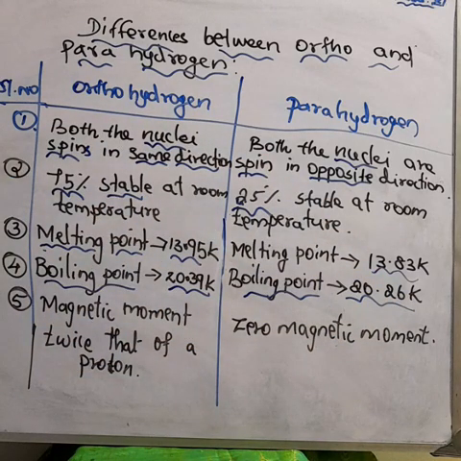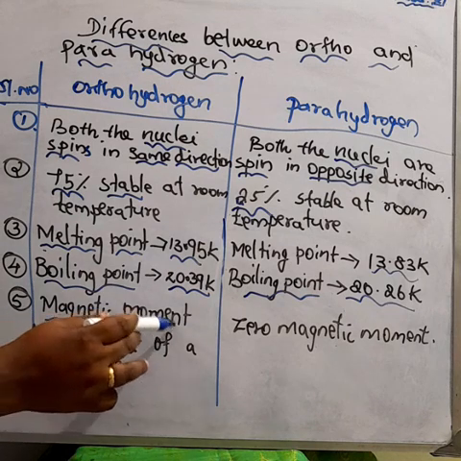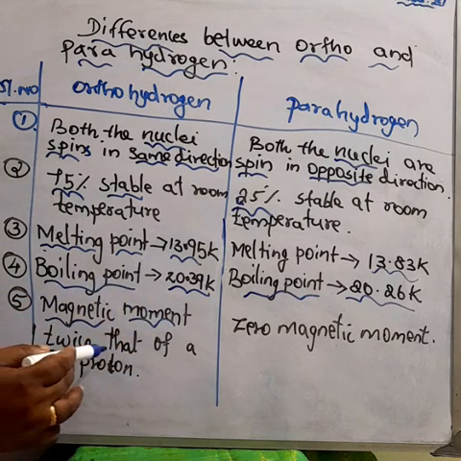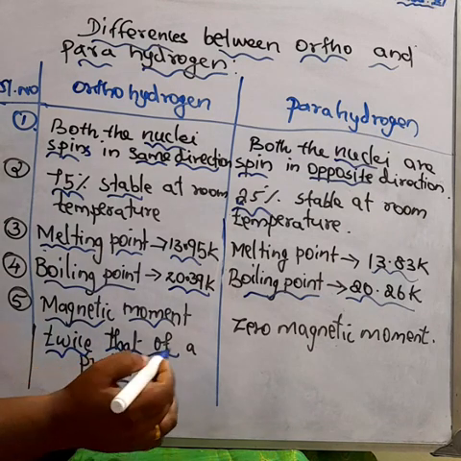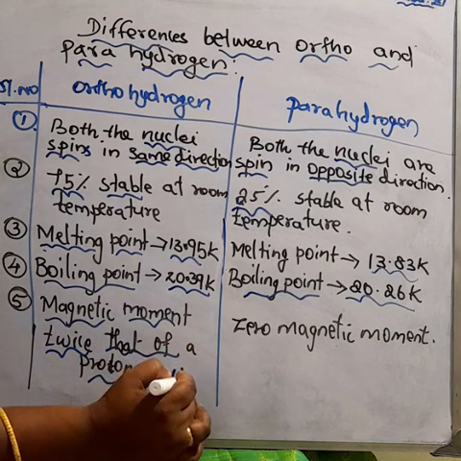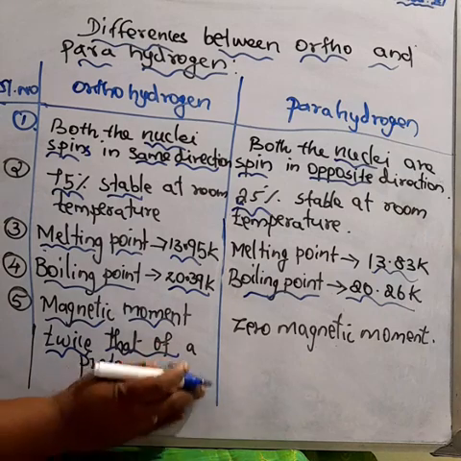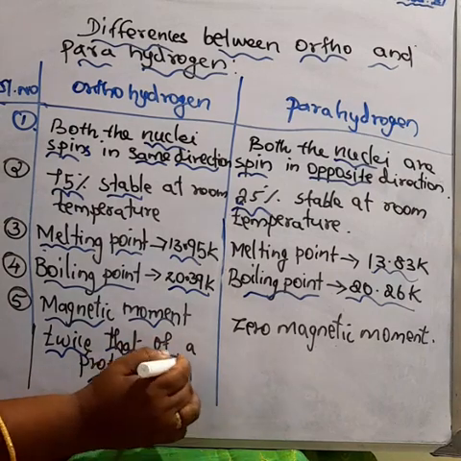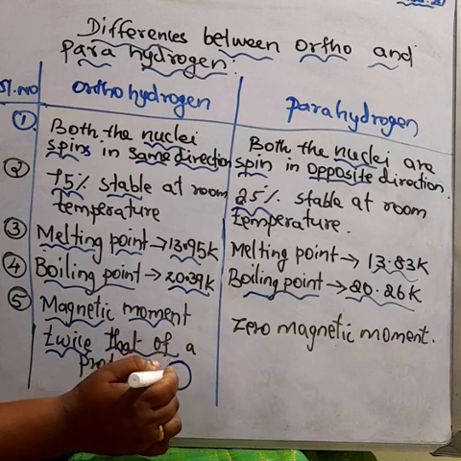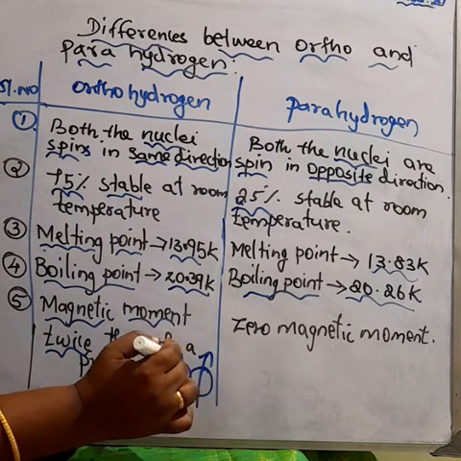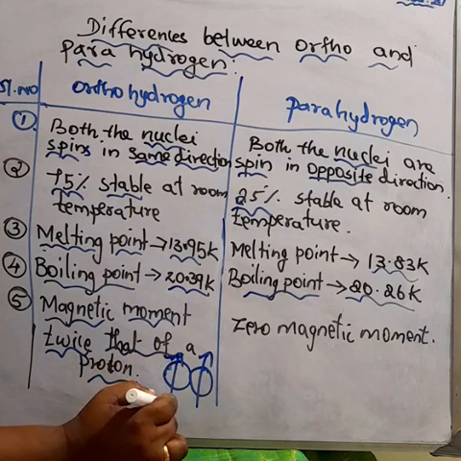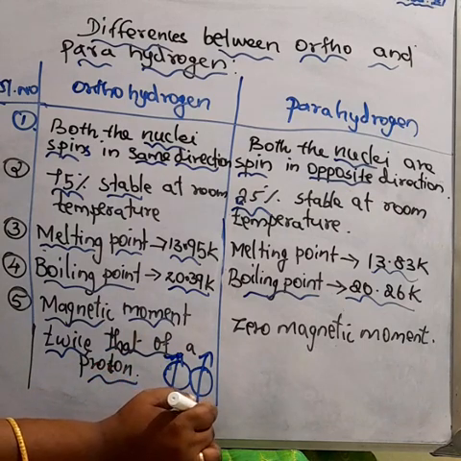Okay, and what is the fifth point? The magnetic moment. Magnetic moment is twice that of the proton. Twice means, for example, I am taking the ortho hydrogen. The protons of the two nuclei spin in the same direction. Same direction means what is the magnetic moment? Magnetic spin here is plus half. Here also, same direction means plus half.